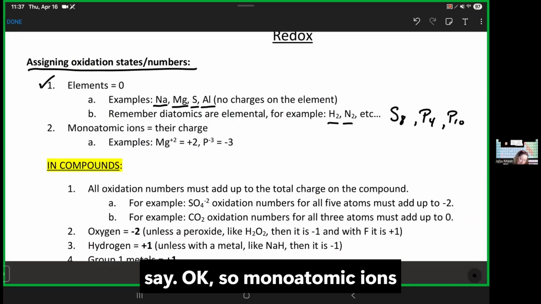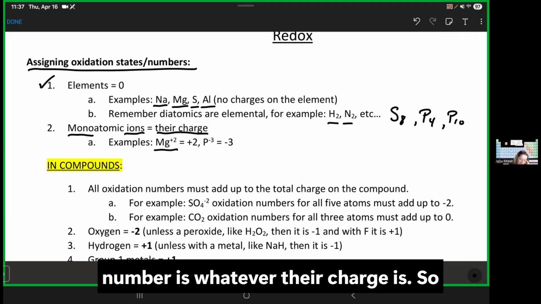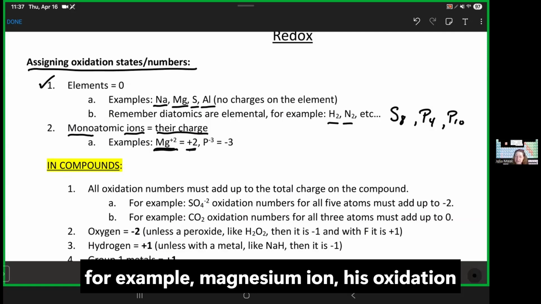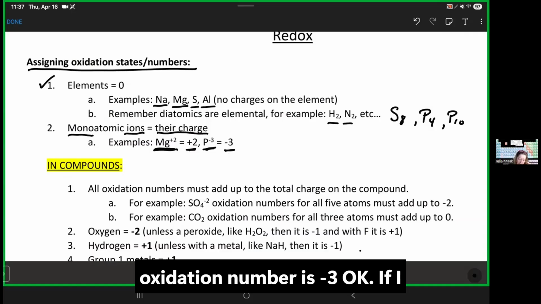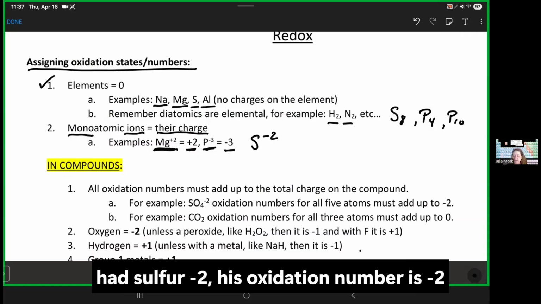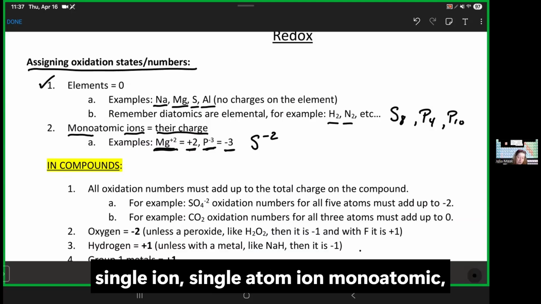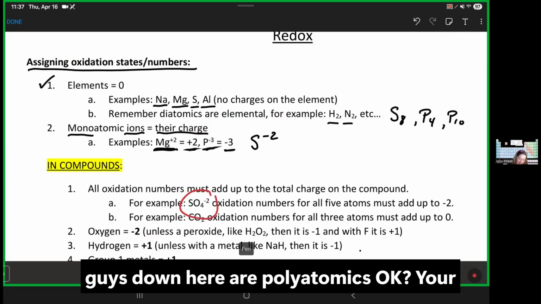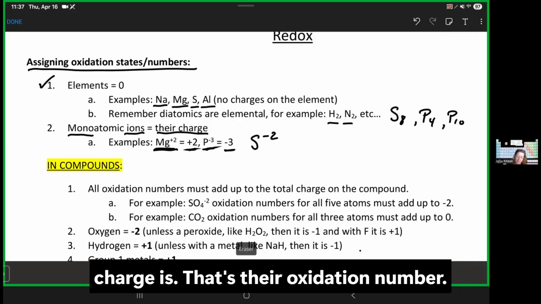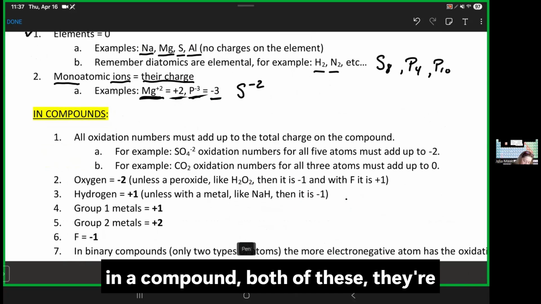Monoatomic ions is just one ion sitting there by itself. Their oxidation number is whatever their charge is. For example, magnesium ion, its oxidation number is +2. Phosphide ion, its oxidation number is -3. Sulfide, -2, its oxidation number is -2. So if it's just a single atom ion, monoatomic, not your polyatomics, like these down here, your monoatomics are just whatever their charge is. That's their oxidation number.